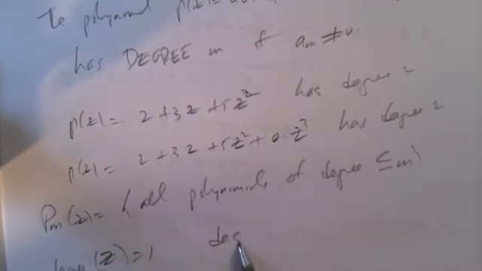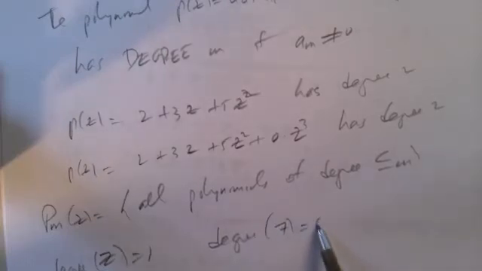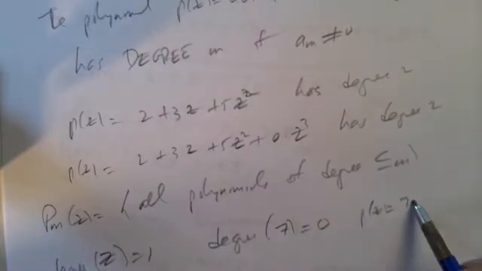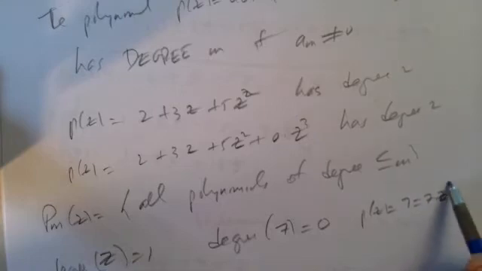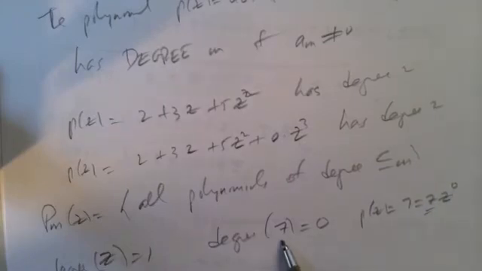Now, let's just see. If you take the polynomial Z, the degree of Z is 1, because this is Z to the first power. If you take the degree of the constant polynomial 7, that's 0, because P of Z is 7 times Z to the 0. The highest power of Z with a non-zero coefficient is the 0th power. So the degree of the number 7 is 0.